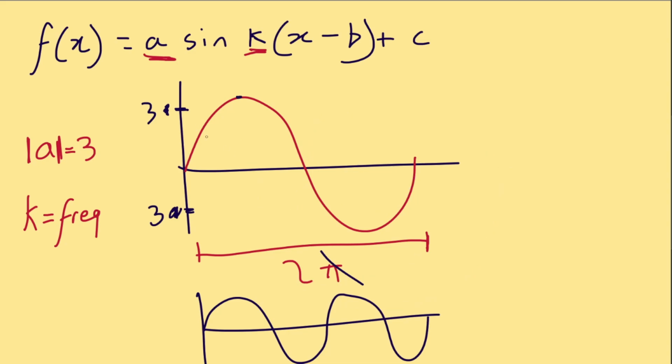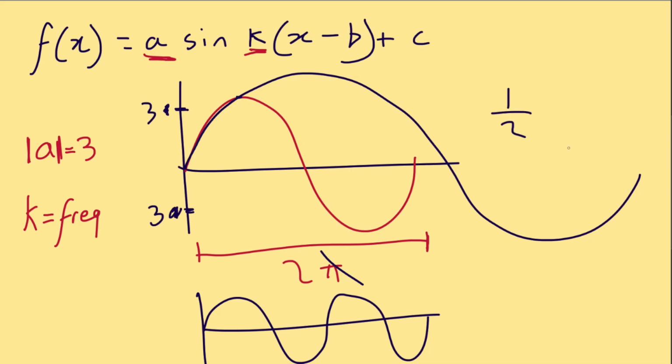Now, what if it was slower? So it took twice as long. Then the frequency would be 1/2. It completes 1/2 of a cycle every 2 pi.